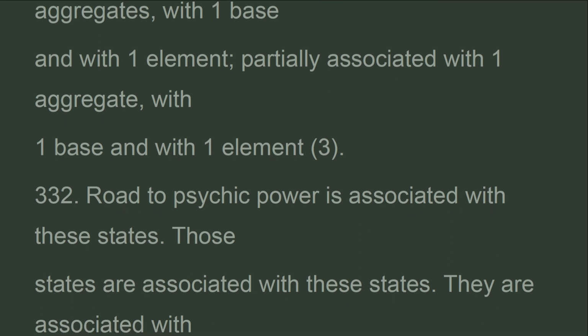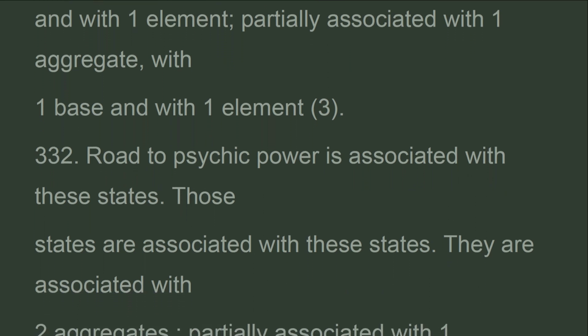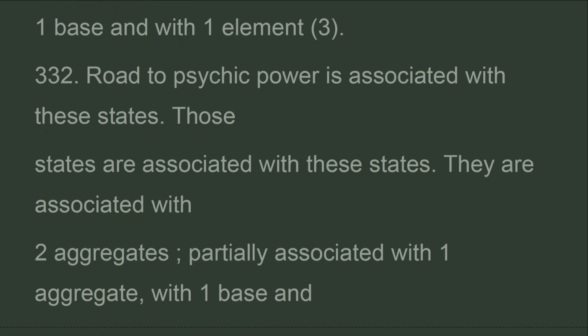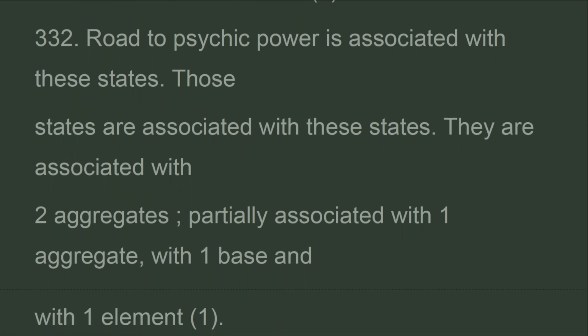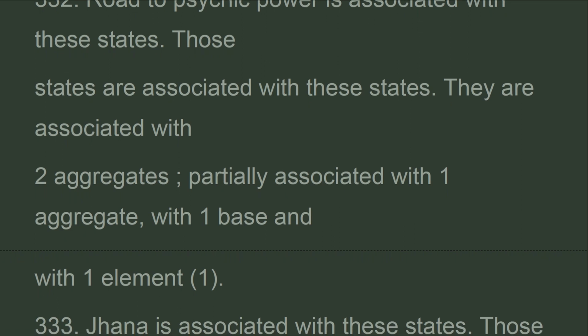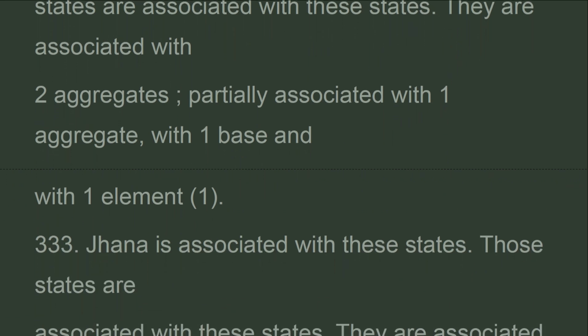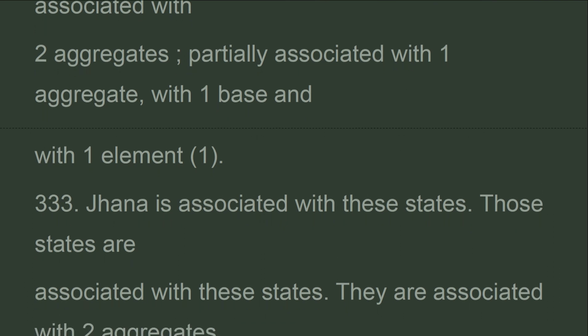332. Road to psychic power is associated with these states. Those states are associated with these states. They are associated with two aggregates, partially associated with one aggregate, with one base and with one element.